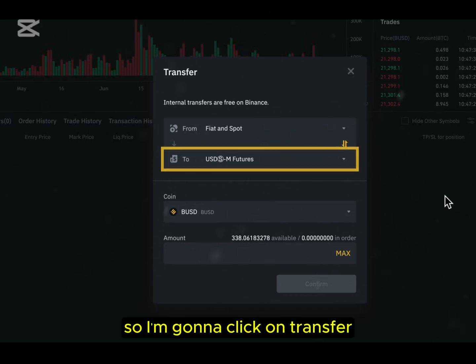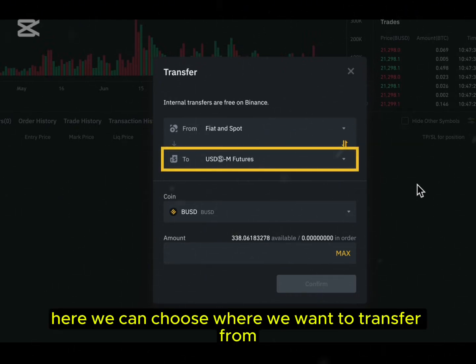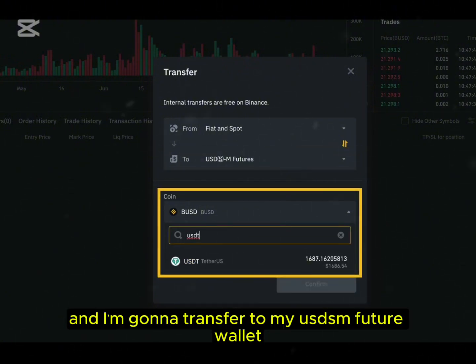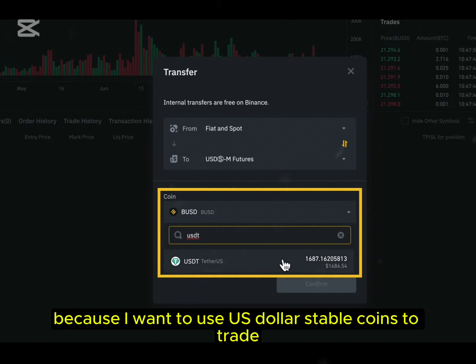I'm going to click on Transfer. Here we can choose where we want to transfer from. I'm going to choose my fiat and spot wallet. And I'm going to transfer it to my USDS-M futures wallet, because I want to use US dollar stablecoins to trade.